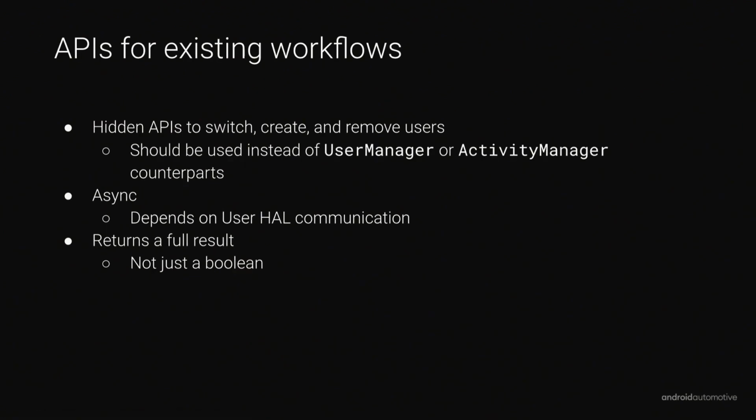So let's take a look at the APIs. I would say there are 3 types of APIs. One is APIs for the existing workflows, which means an alternative for the existing methods provided by UserManager or ActivityManager, like switch user, create user, and delete user. They have 3 differences compared to the core framework classes. One is that they will be talking to the user HAL. The second is that the result is going to be async, especially because we depend on what is returned by the user HAL. And third, they're going to return a full result, not just a primitive type. So when you call ActivityManager.switchUser, it returns true or false. But in our case, we're going to be providing more information.